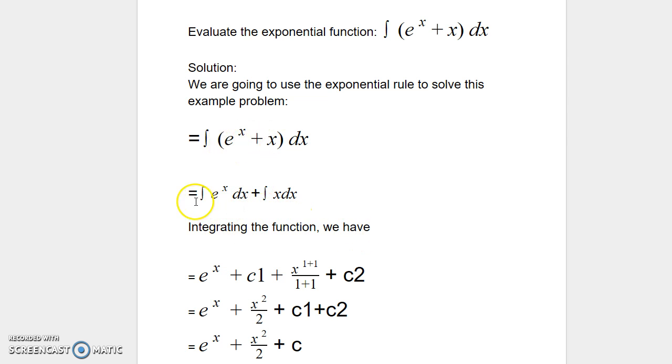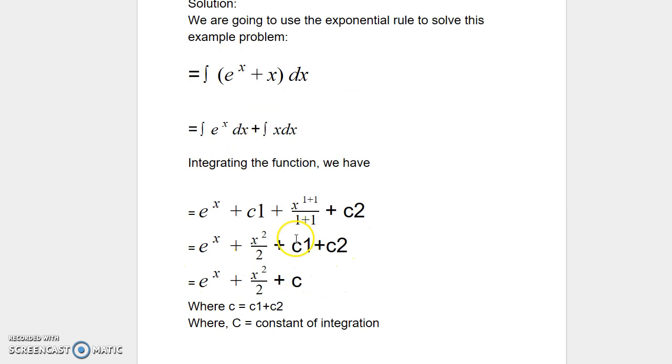Integrating each function separately, the rule states that integral e to the power of x dx is e to the power of x plus c1, plus integral x dx is x to the power of 1 plus 1, divided by 1 plus 1, plus c2. So c1 is the constant for the first term, c2 is a constant for the second term. So we can combine all of these together. e to the power of x plus x to the power of 2 divided by 2, plus c1 plus c2.